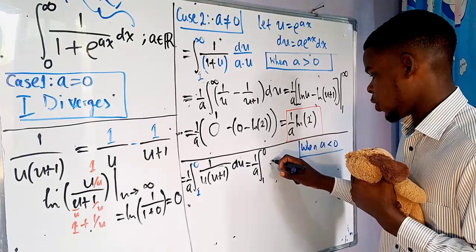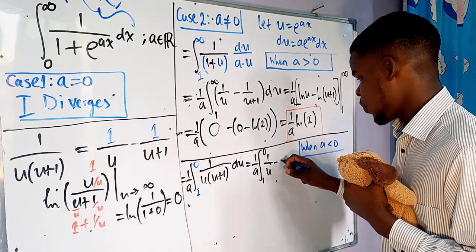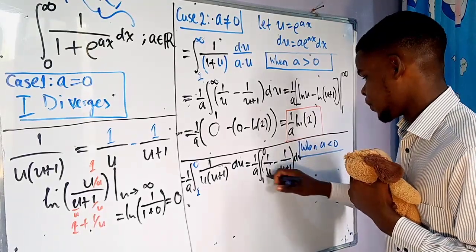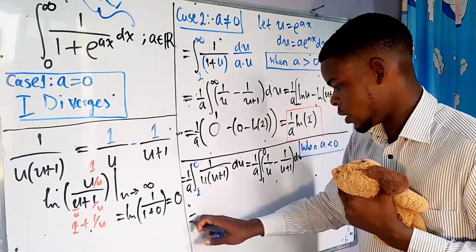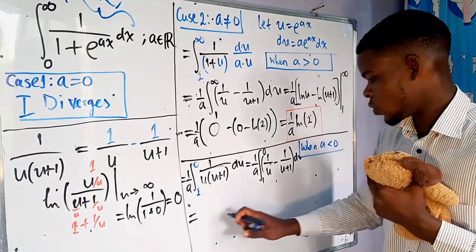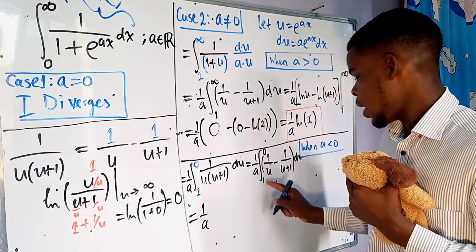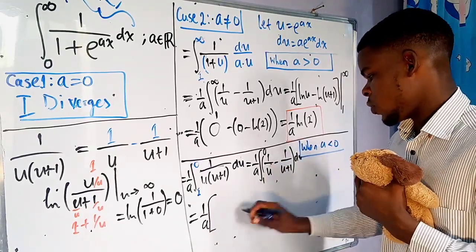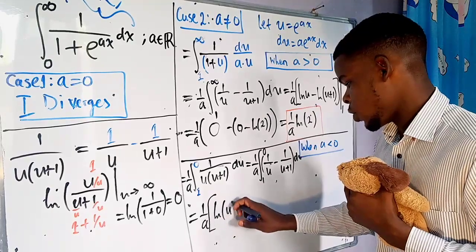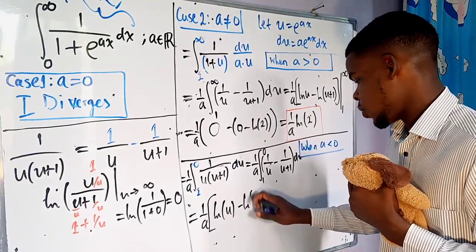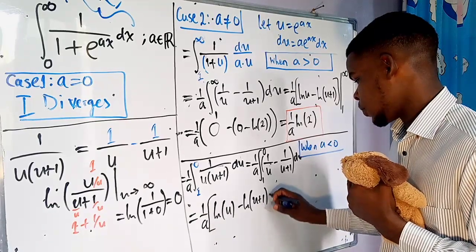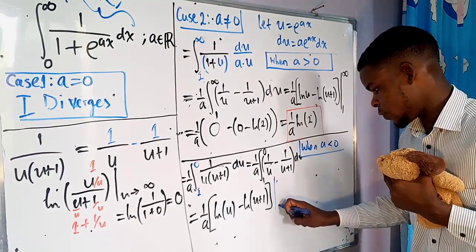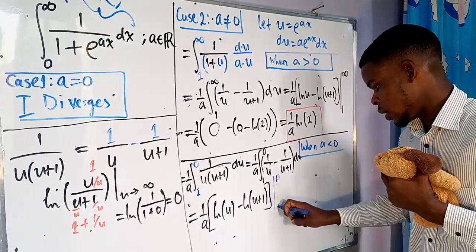So let's see. By decomposing this into partial fractions, we're going to have 1 over u minus 1 over u plus 1, and then we put the du over here. Okay, that's nice. Anyway, so let's see. When we integrate this, we're going to have 1 over a, and then integrating this will become, between 1 and 0, the natural logarithm of u minus the natural logarithm of u plus 1. So we have to take the limit here as u goes from 1 up to 0.